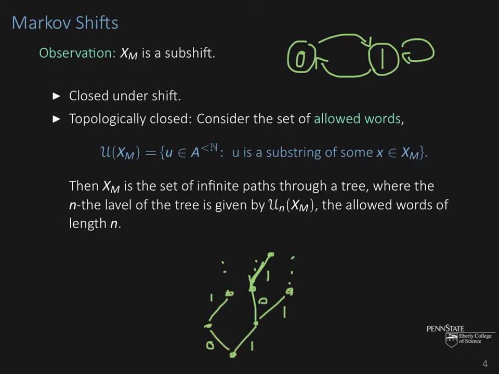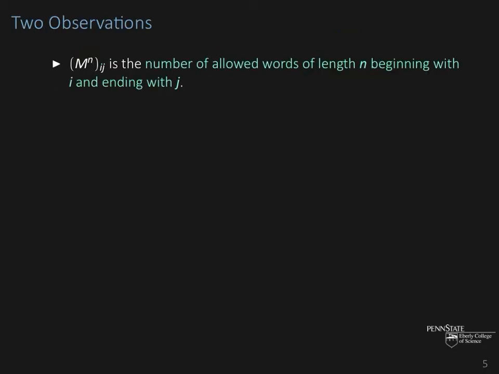Okay. But as we have shown before, the set of infinite paths through a tree is a closed set, so topologically closed. So X_M is topologically closed and hence a subshift. So I would like to state two more observations here.